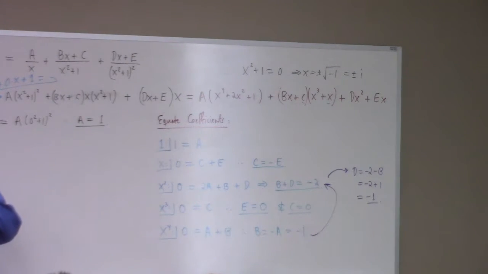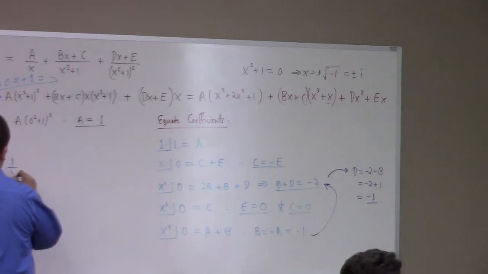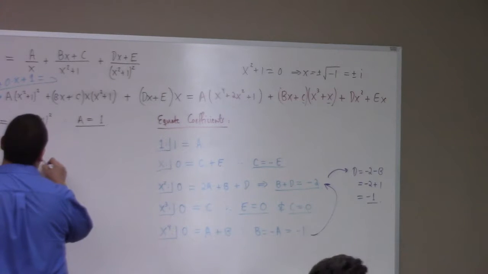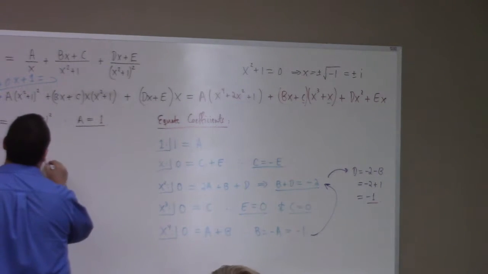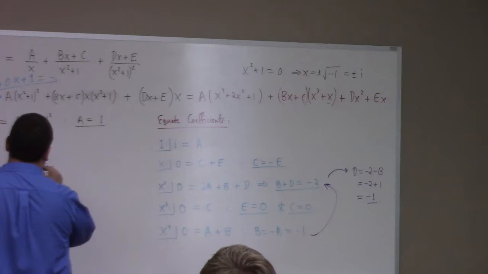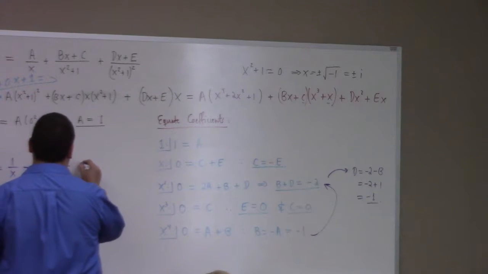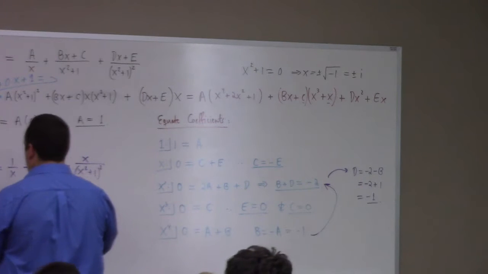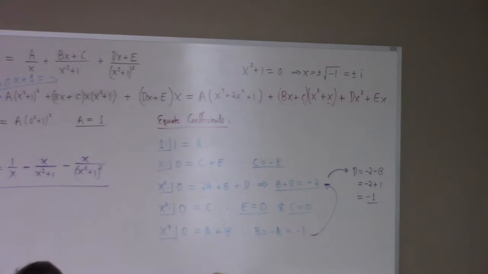Okay, so all together we have this. 1 over x times x squared plus 1 quantity squared is equal to 1 over x. What was b? b was minus 1 plus minus x. c was 0, right? So I'm going to rewrite that as minus x over x squared plus 1. And then what else do we have? d was minus 1, minus x over x squared plus 1 squared. And there you go. That is the partial fractions decomposition of 1 over x times x squared plus 1 squared.